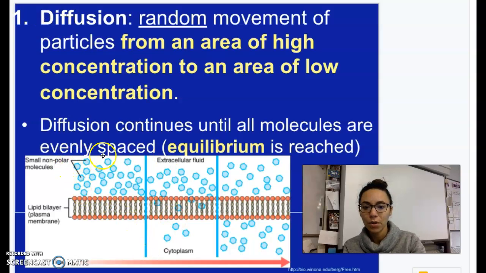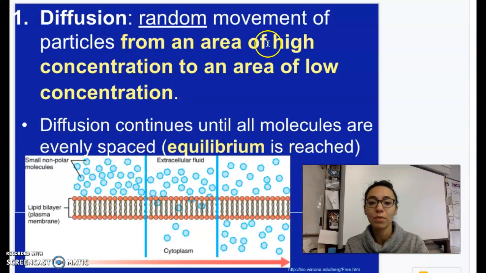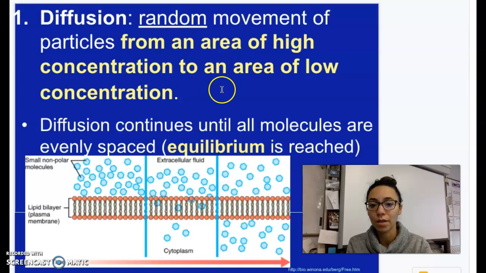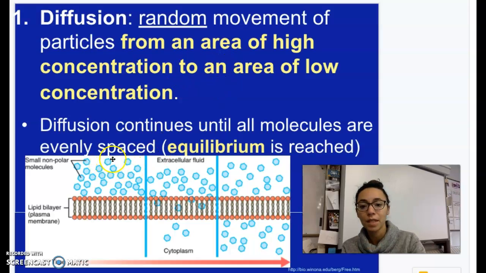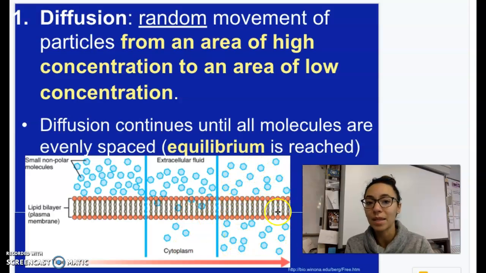Okay, so for example, we've got in this diagram a membrane here, selectively permeable, and a small nonpolar molecule that can freely move across the membrane. So we have a high concentration on this side of the membrane. But if we look at our definition, these particles can move from high concentration to low concentration. So what's going to happen here is that these molecules are going to slowly spread out over time to the area of lower concentration. So over time we see these molecules slowly spreading to the other side of the membrane until they reach equilibrium, when they're evenly spaced out.